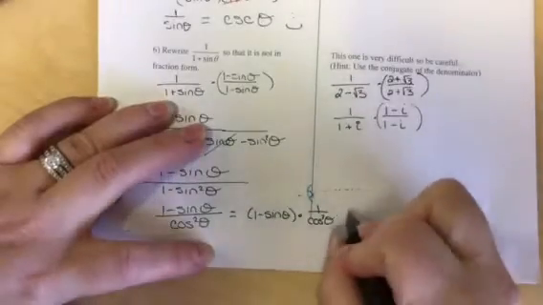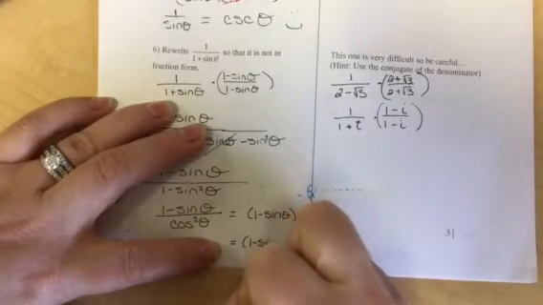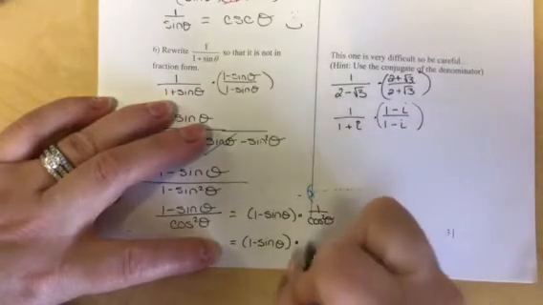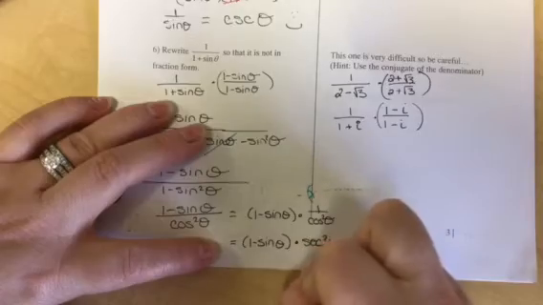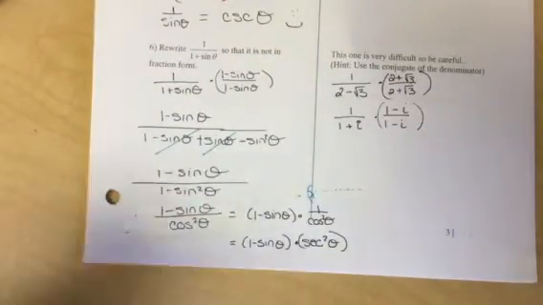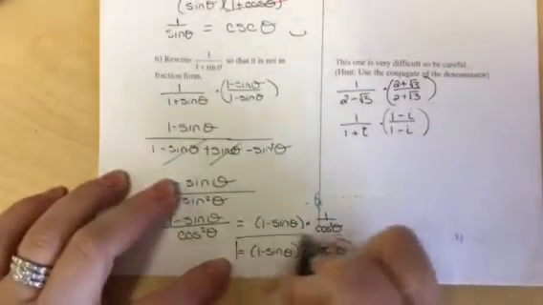1 over cosine we know is called secant, so now I can rewrite this as 1 minus sine theta, and instead of just writing secant, because my cosine is squared, I'm going to write secant squared theta. And now I have fulfilled directions that said rewrite this thing so it is not in fraction form. That is not a fraction, so now I'm a winner.